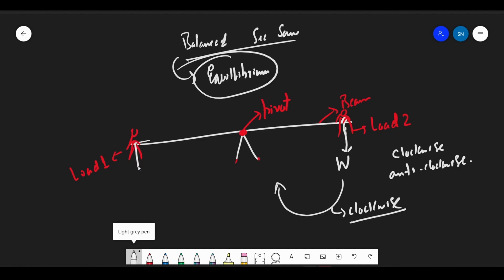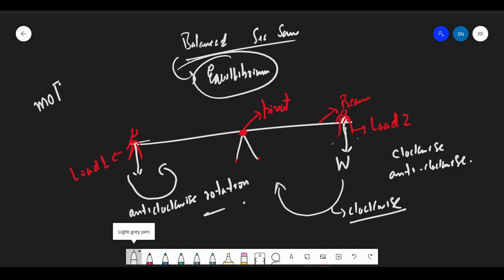What would load 1 try to do? It will try to produce anti-clockwise rotation. Now, this will produce a moment of force, and this will produce a moment of force. If the moment of force due to load 1 is equivalent to the moment of force due to load 2, then we say that the beam is balanced. So we call it a balanced beam.